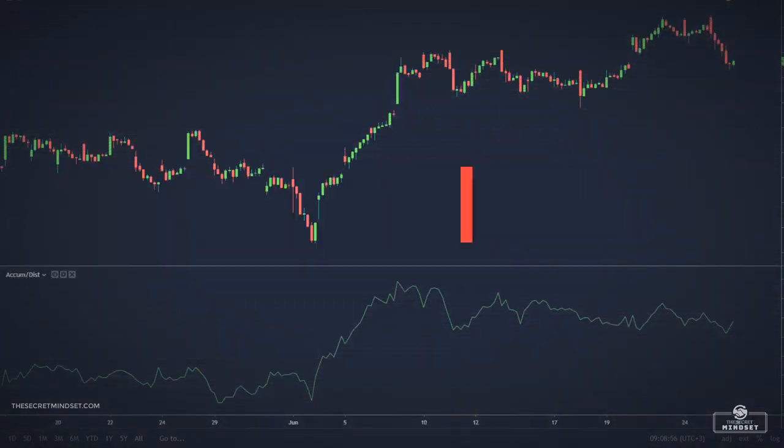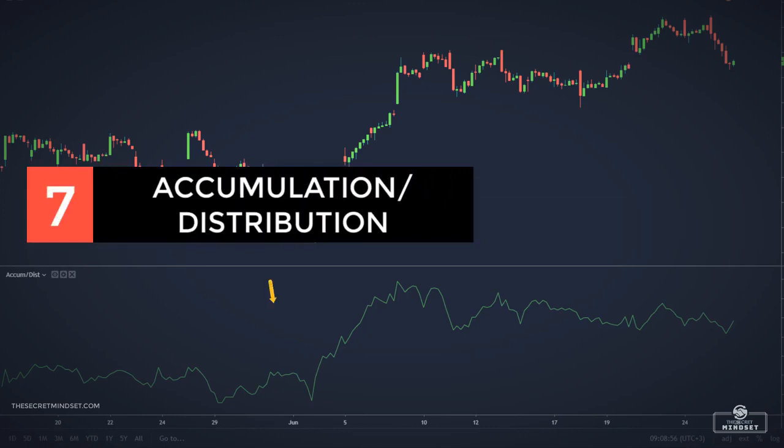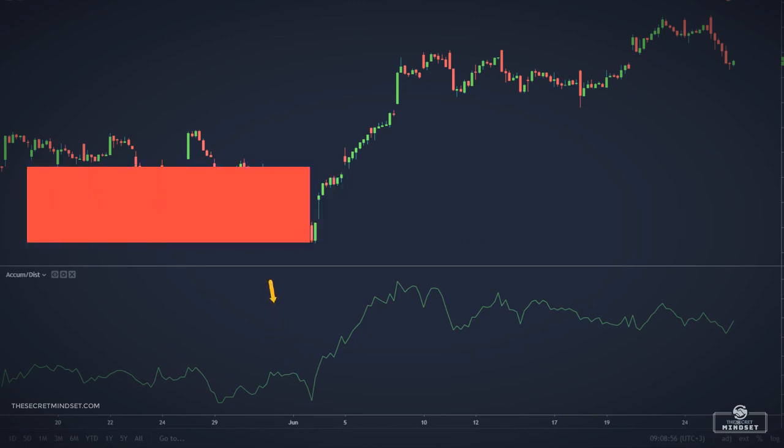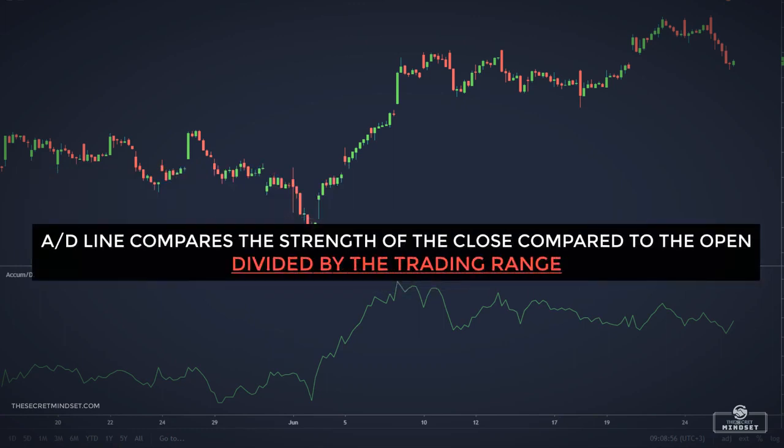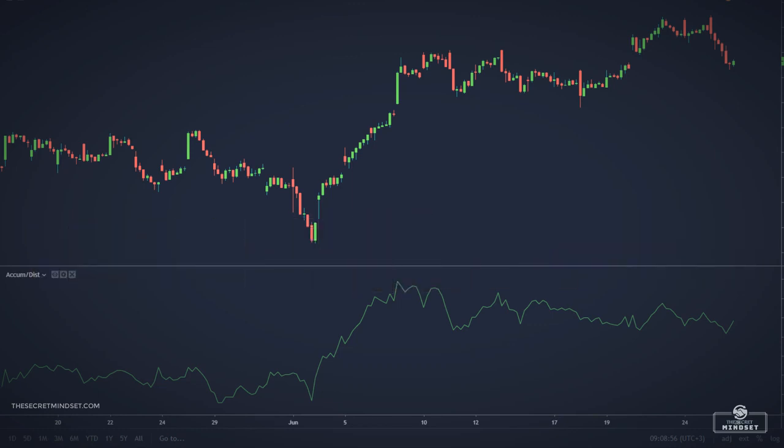Accumulation and distribution indicator is next. If you watched my pivot point strategy, you already know a few things about it. The AD line compares the strength of the close compared to the open divided by the trading range. It is also called money flow in some references.